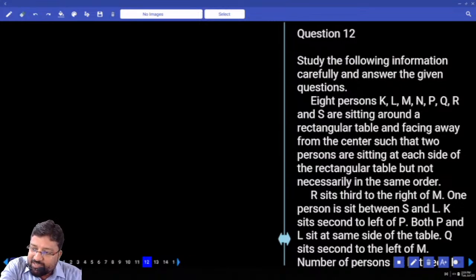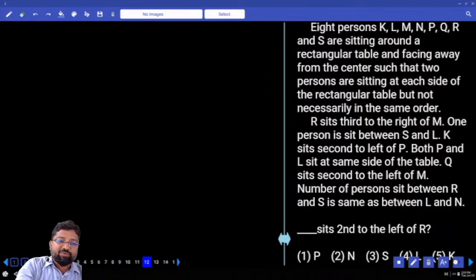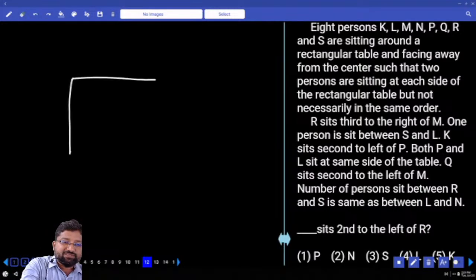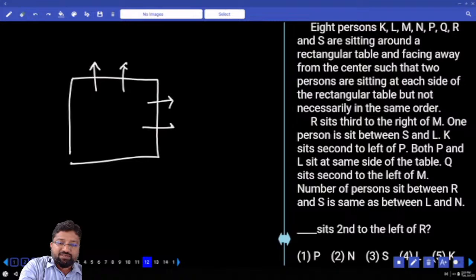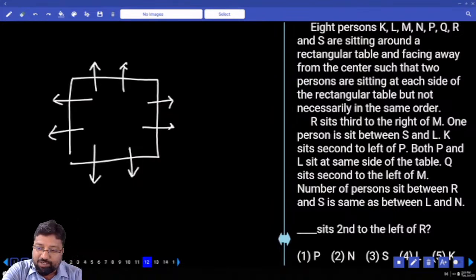8 persons K, L, M, N, P, Q, R, S are sitting on a rectangular table and facing away from the center such that 2 persons are sitting on each side of the rectangular table but not necessarily in the same order. How many persons? 8 persons. And they are all facing outside. Most important here is 2 persons are sitting on each of the given sides. Nobody is in the corner.